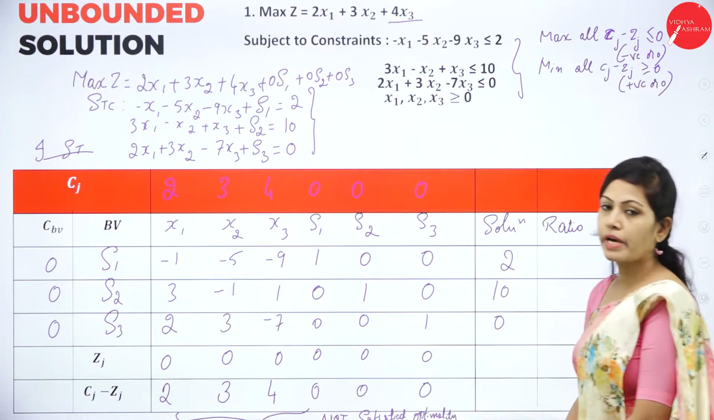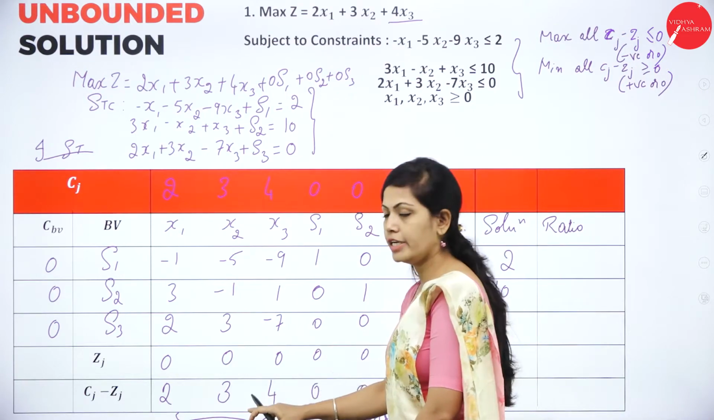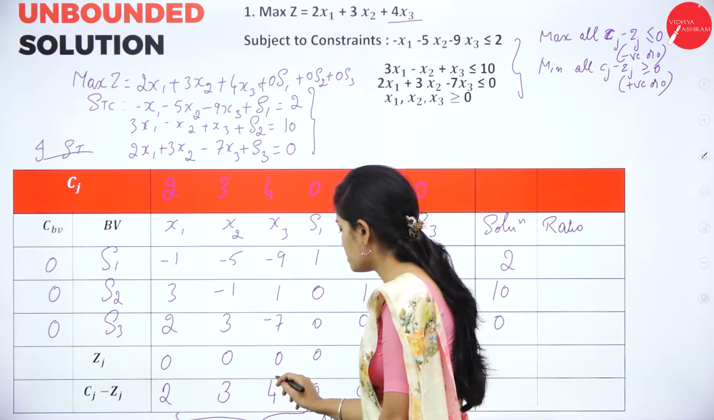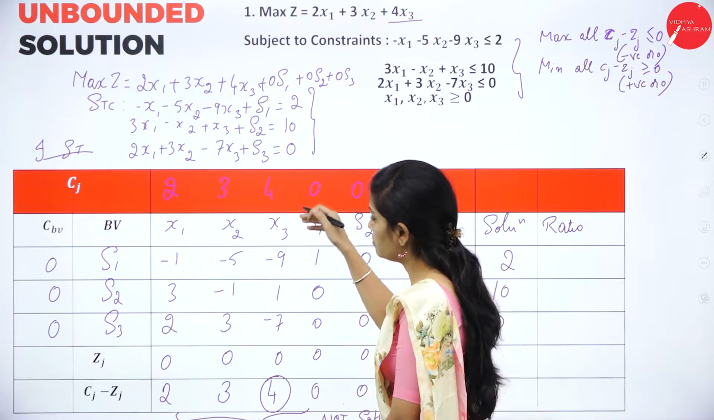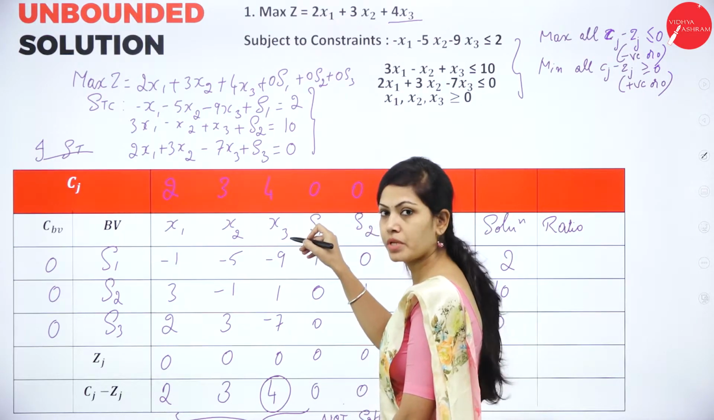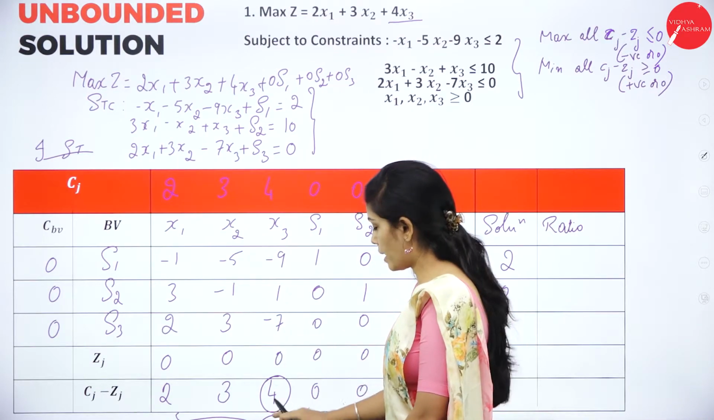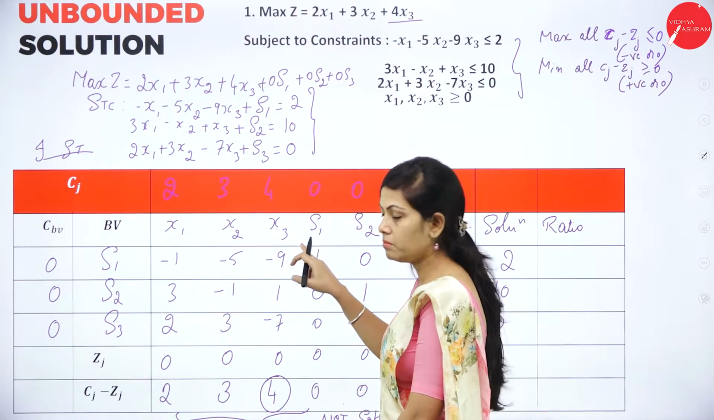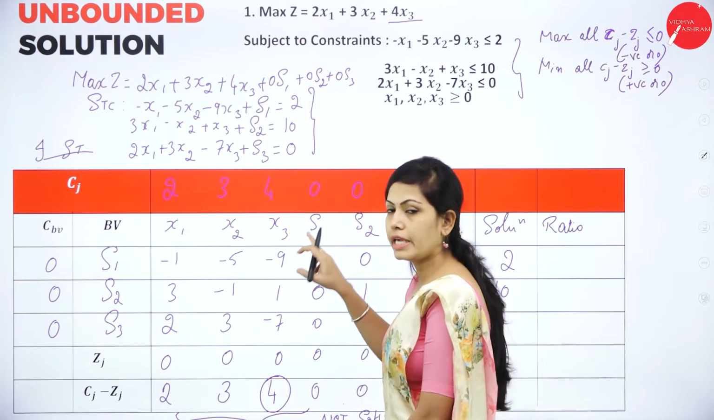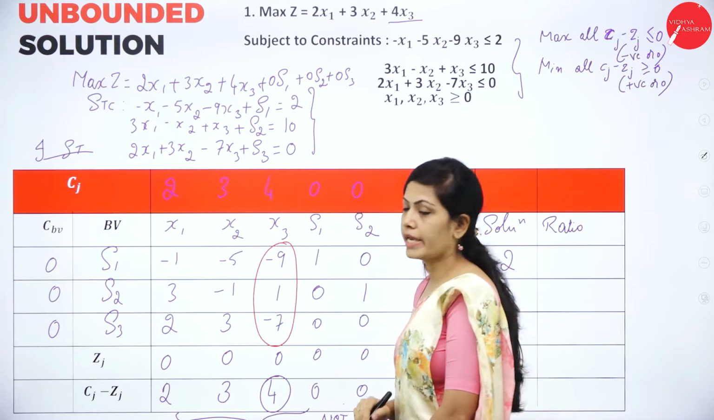It is not satisfying the optimality condition, so you can move further. Here you can check the maximum value. Maximum value is 4. So this 4 comes under the x3 column. This column is called the key column. So now I will mark this. It is a key column.